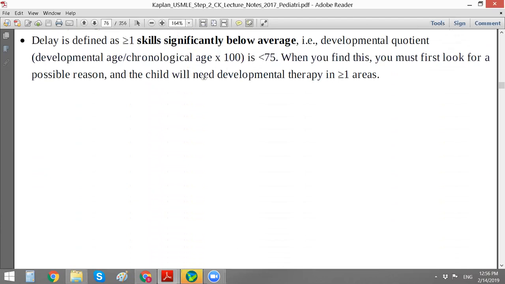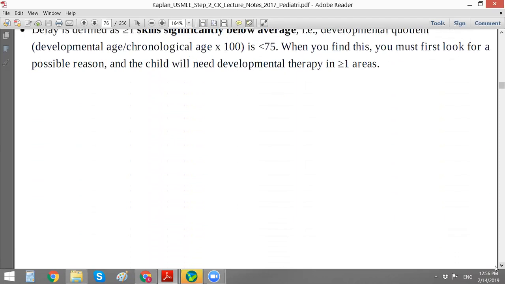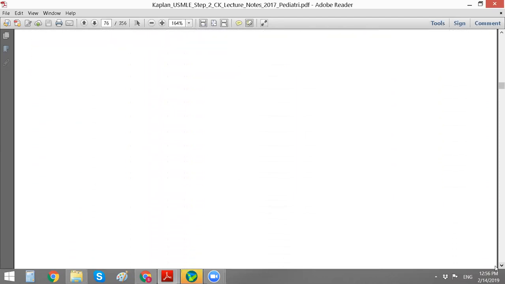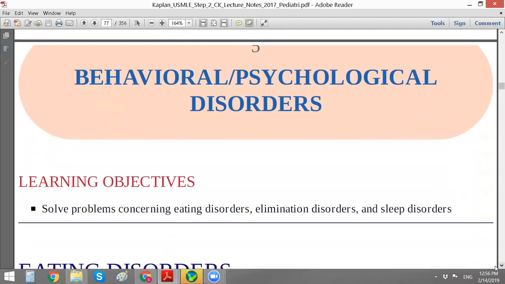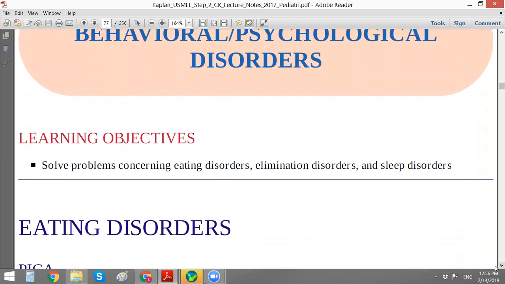Delay is defined as 1 or more skills significantly below average, that is developmental quotient, developmental age. When you find this, you must look for a possible reason. The child will need developmental therapy in 1 or more areas. Behavioral psychological disorder.